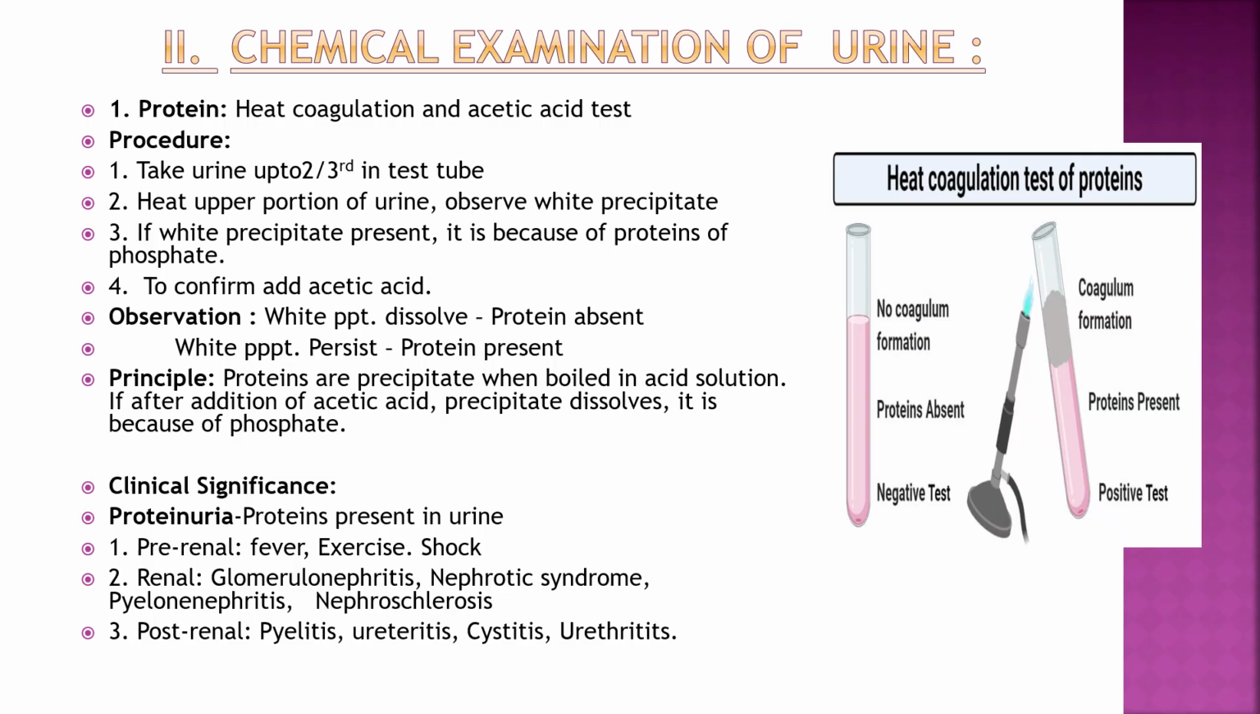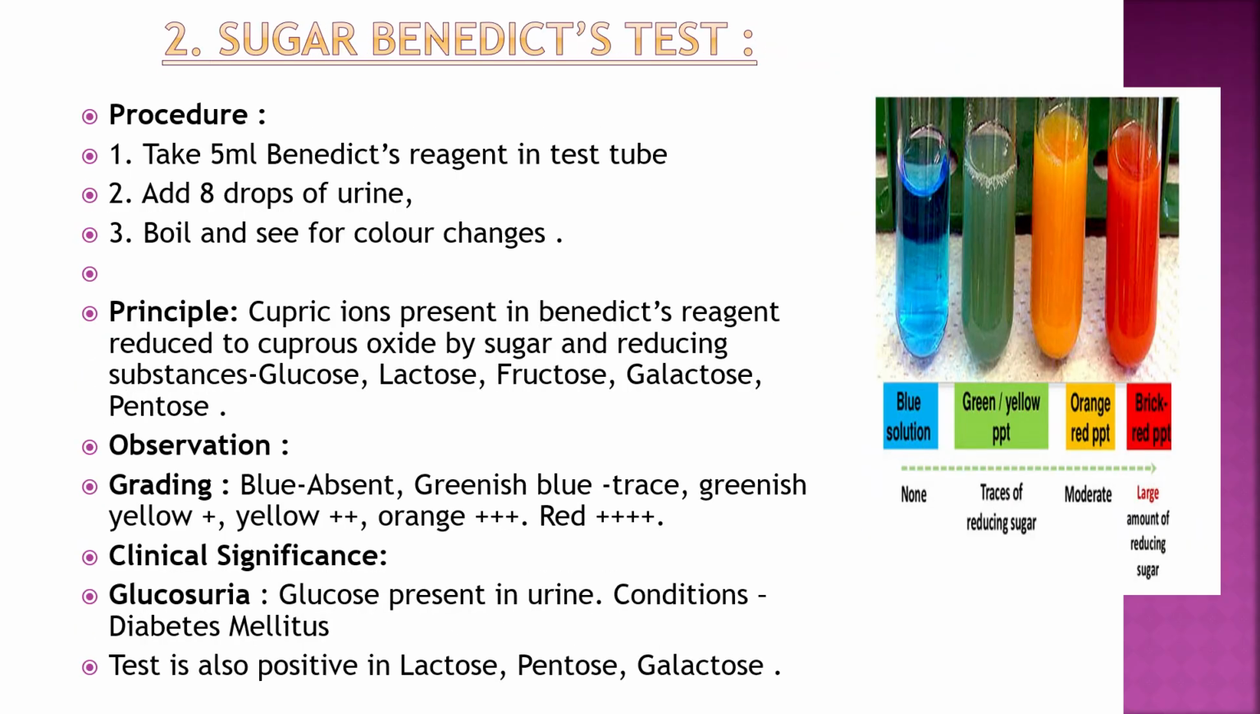So in this diagram you can see this procedure, heating the upper portion of the tube containing two-thirds of the urine. So this is heat coagulation method for detecting proteins. Now second test in chemical examination of urine is urine sugar by Benedict's test. So in that procedure you have to take test tube and then take 5 ml Benedict's reagent, that is blue in color, then add 8 drops of urine and then you have to heat it till it gets boiled and then see for the color changes.